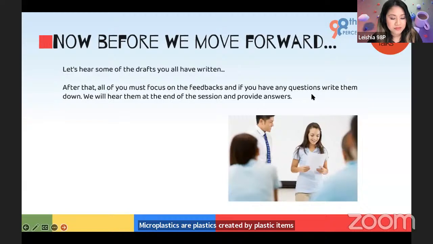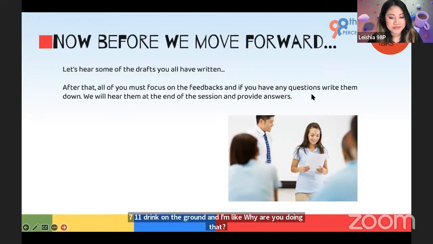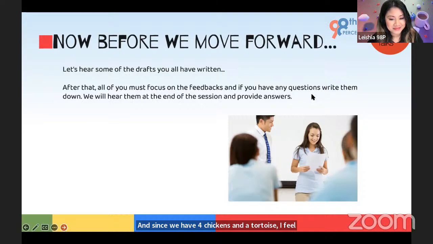One day I went to the dump, and there was so much trash. That trash actually could have been reused if you really wanted to. And I also saw, in fact, yesterday, a car stop at a stoplight, open the door, and drop a cup full of like 7-Eleven drink on the ground. And I'm like, why are you doing that? If wind comes and blows that away, that could, I don't know, get in the ocean, break down, get into animals, kill them. And since we have 4 chickens and a tortoise, I feel like that's really important. So that's what I got so far.